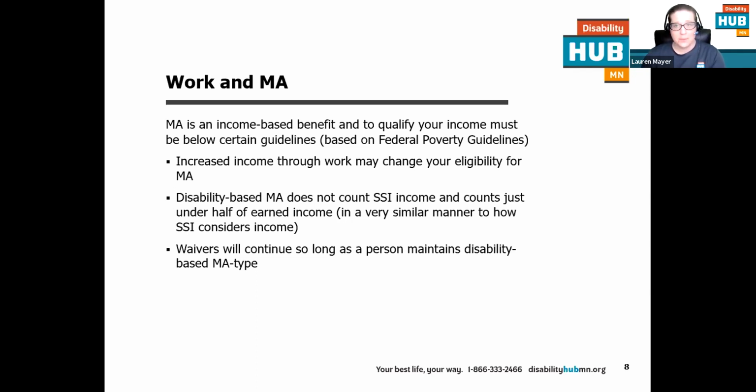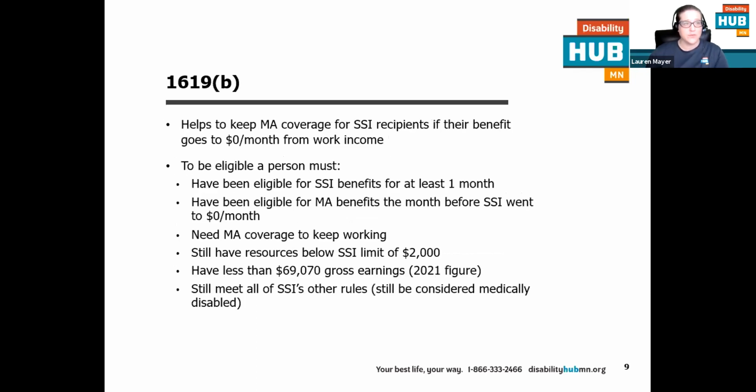Now I'm going to switch gears a little bit and talk about a specific MA program for people who are on SSI and also MA. So there's a program specifically for those folks who have SSI and MA called 1619B. This is a really nice program that allows people who are working and have SSI and MA to keep that MA coverage, even if their SSI stops or goes down to $0 a month because they're working.